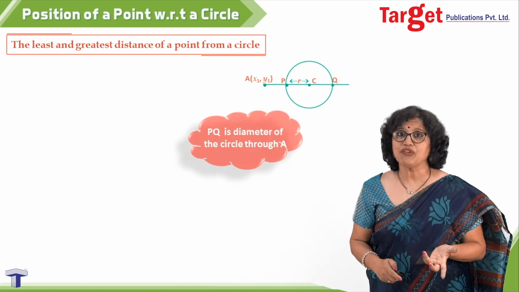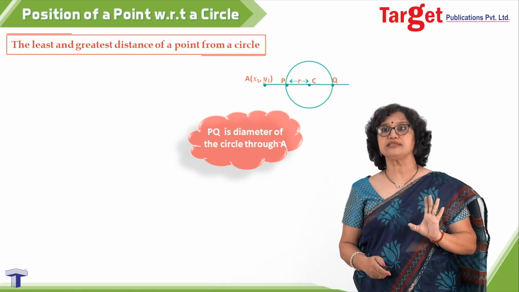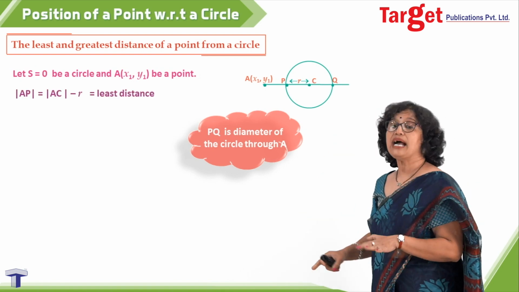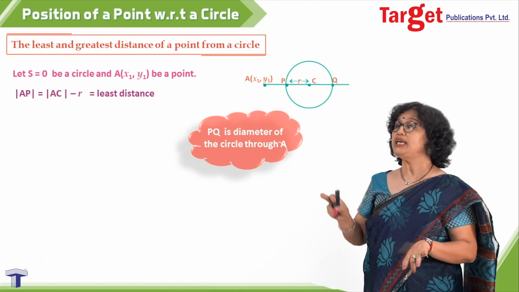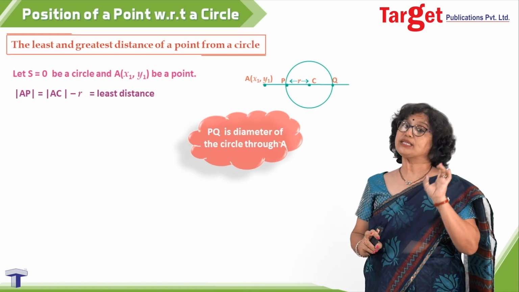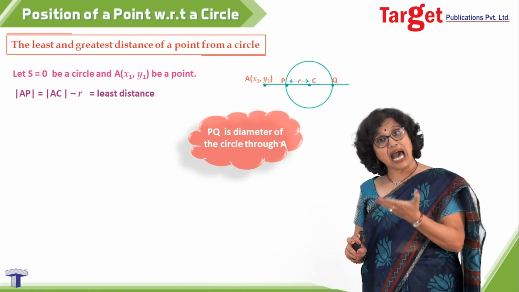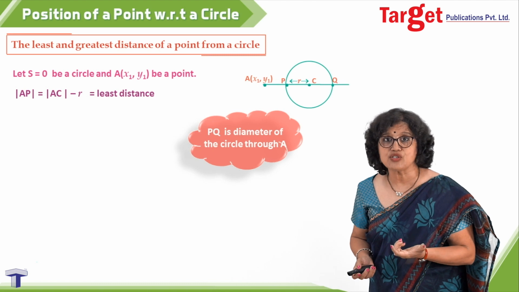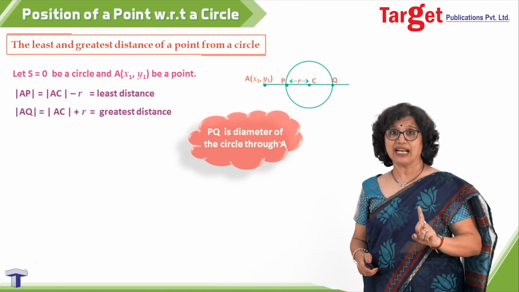By doing this, we are trying to see what would be the least distance and what would be the greatest distance. I claim that by doing this, I will get AP as the minimum distance, which you can see in the picture. And that AP is actually AC minus R. Why am I giving you this expression? Because A would be known to you, C would be known to you. You can always get the distance AC. R would be known to you. So AC minus R you can evaluate, and that will give you the least distance of the point from the circle.